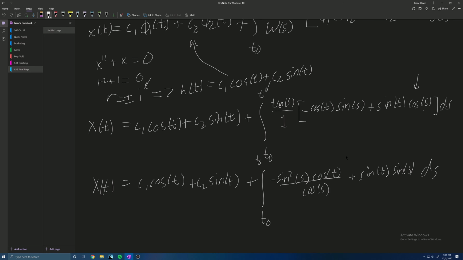And I don't want to integrate that. That looks horrible, so I'm just going to leave it like this. And honestly, this is probably a better answer because you can see the parts a little bit more clearly than if it were all the way expanded. Okay.